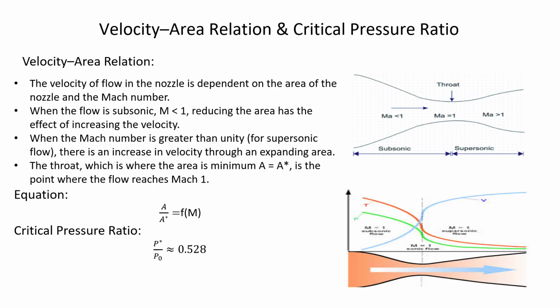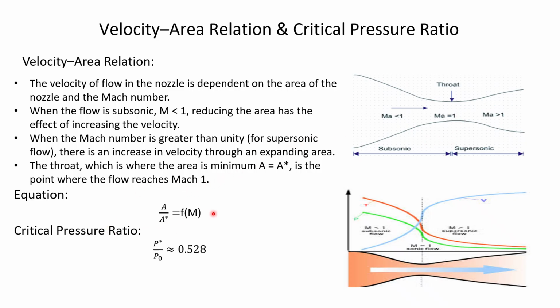Now we discuss velocity area relation and critical pressure ratio. The velocity of flow in a nozzle depends on the area of the nozzle and Mach number. When the flow is subsonic, Mach number is less than 1, reducing the area has the effect of increasing the velocity. And when the Mach number is greater than unity, for supersonic there is an increase in velocity through an expanding area. And the throat, which is where the area is minimum, A is equal to A star, is the point where the flow reaches Mach equal to 1.